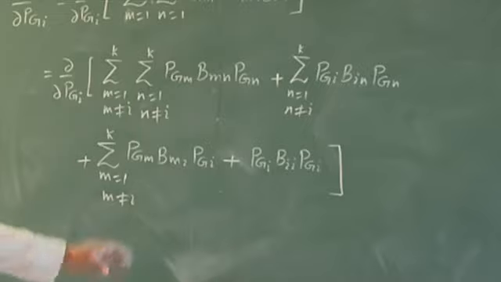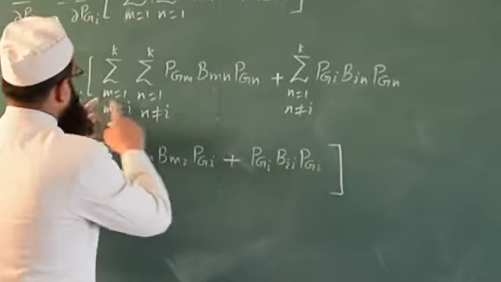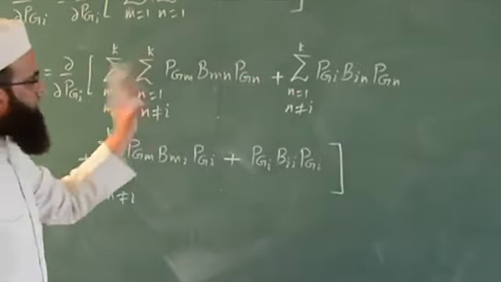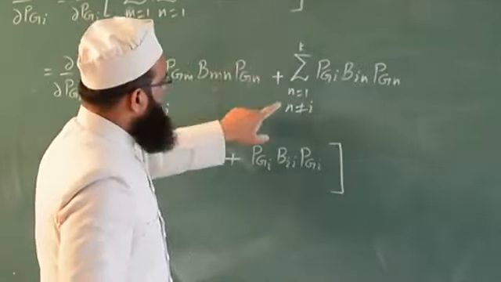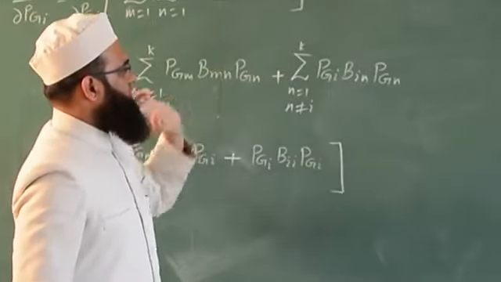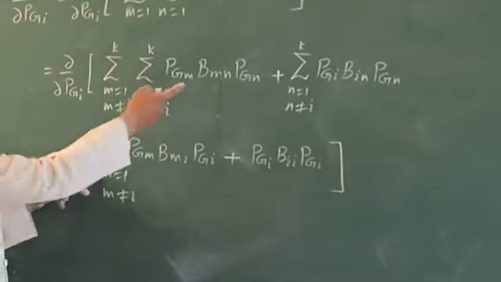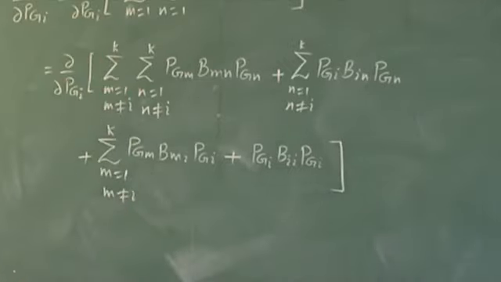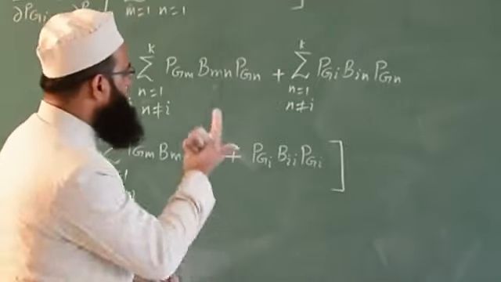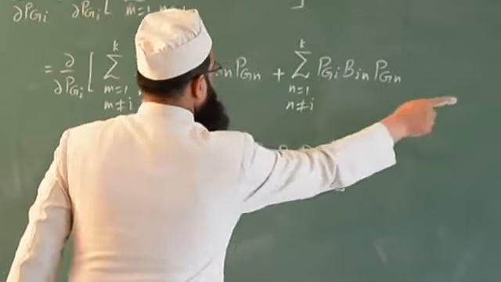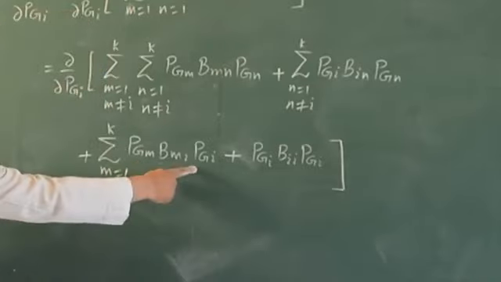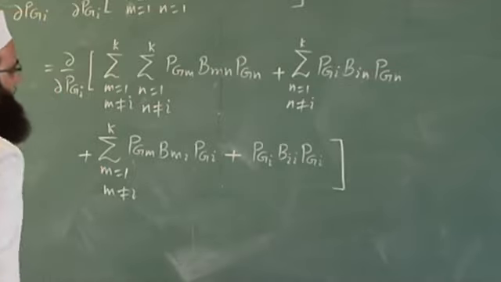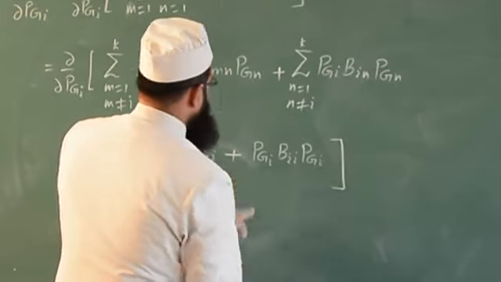Let us cross check the numbers. These terms are k minus 1 whole square. So the remaining terms should be the difference, k square minus k minus 1 whole square, that is 2k minus 1. The number of terms here, n is equal to 1 to k except I, is k minus 1. Here also k minus 1. So 2k minus 2 plus 1, that is 2k minus 1. Hence the total number of terms depending on PGI has at least one PGI. In the first two, one PGI is there and the others are constant with respect to PGI, and in the last we have PGI into PGI depending on PGI.